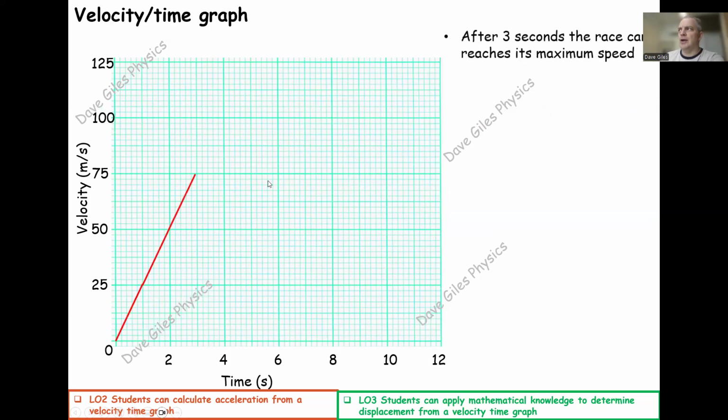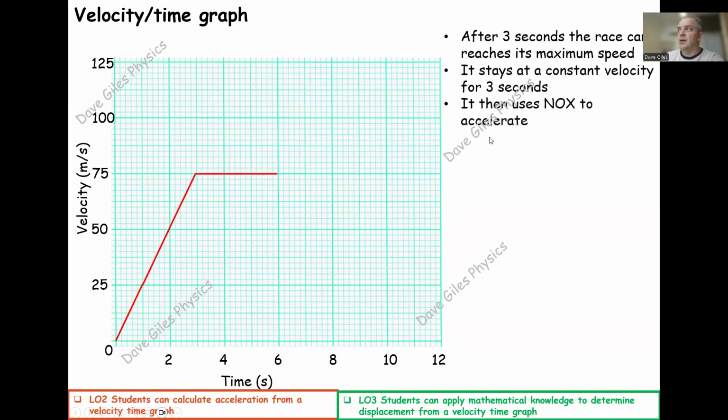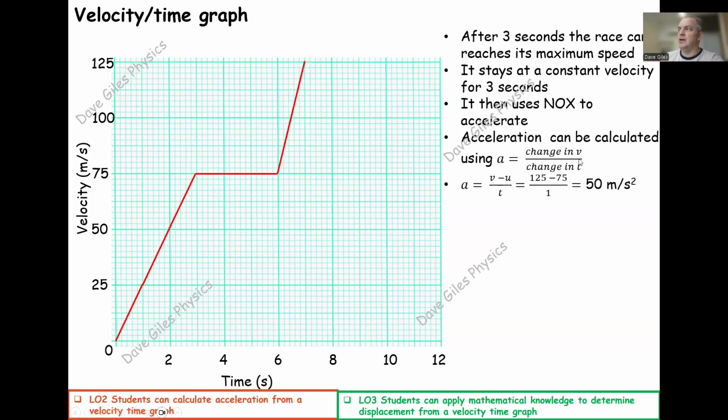So I've got a car accelerating for 3 seconds. It's a race car, reaches its maximum speed. It then stays at a constant velocity for 3 seconds. Then, because that was its maximum speed, it adds a little bit of NOS, nitrous oxide, and can accelerate. So it accelerates up to 125 meters per second. Then we can work out the acceleration here by doing change in v by change in t. So 125 minus 75, and it's 1 second, so 50 meters per second squared.